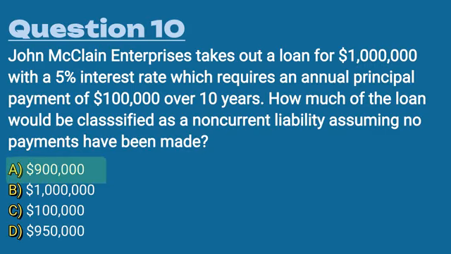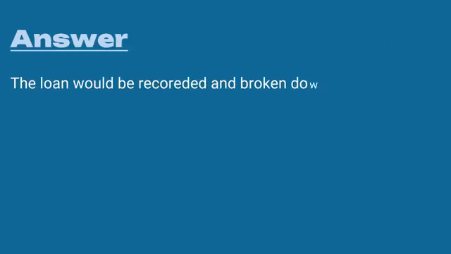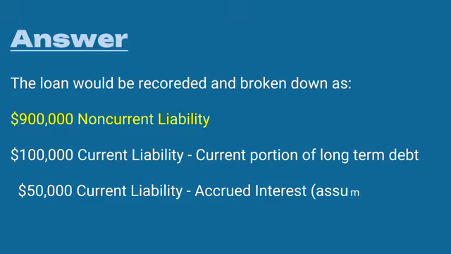The answer is A, $900,000. The loan would be recorded and broken down as follows. $900,000 would be a non-current liability. This is what's due beyond 12 months. $100,000 would be a current liability. This is the current portion of long-term debt. $50,000 would also be a current liability. This would be the accrued interest, assuming a full year has passed.